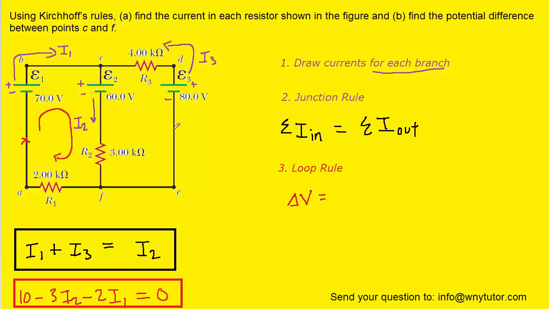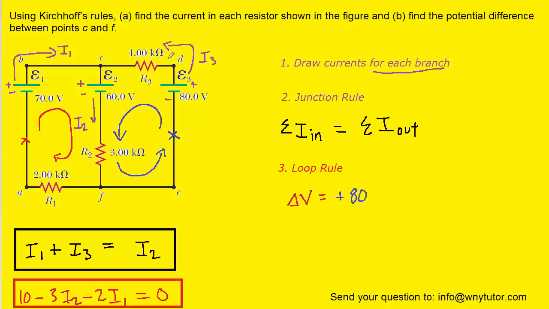We can actually apply the loop rule again, but we'll just make sure to choose a different loop. So let's start right here. Let's move in a direction that would be in this manner here until we return to where we had started. We'll keep track of the potential changes. So here we go. We're going to move from the negative to the positive terminal. That's a positive potential change equal to 80 volts. So we'll have positive 80.